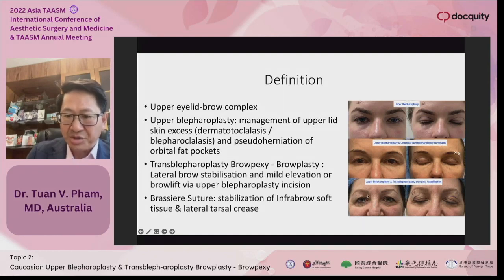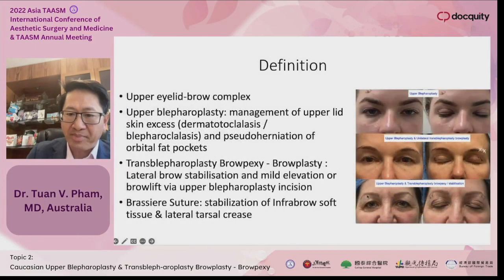Or in her, she's got severe dermatochalasis, but her brow is very lax. So by just doing the upper eyelid, it may bring the brow down. So we're doing a browpexy just to maintain the brow, so we can resect the maximum amount of upper eyelid skin.